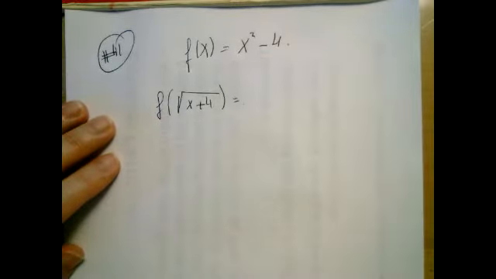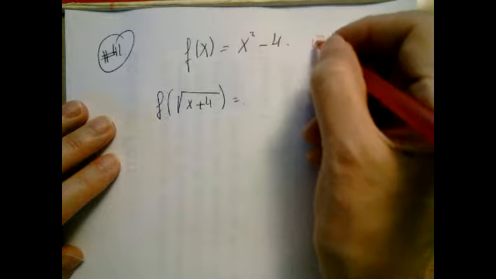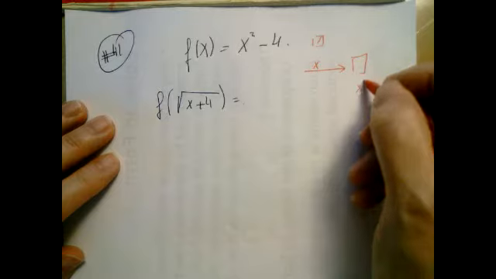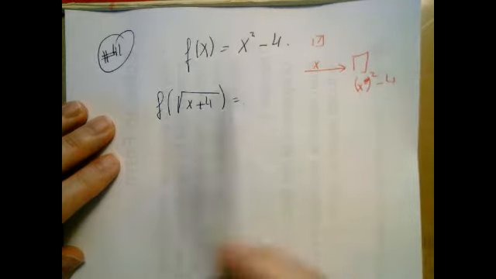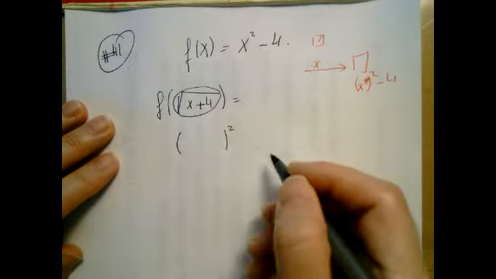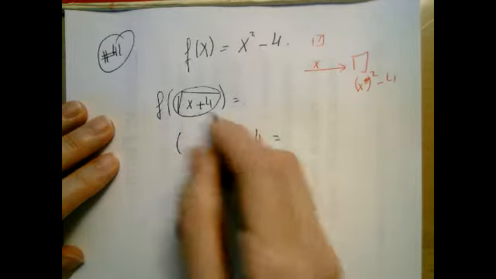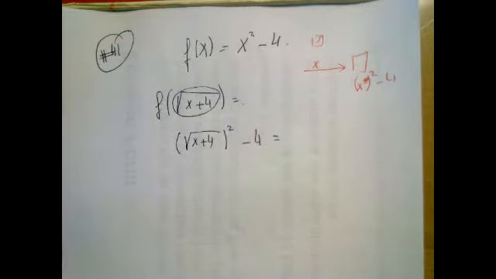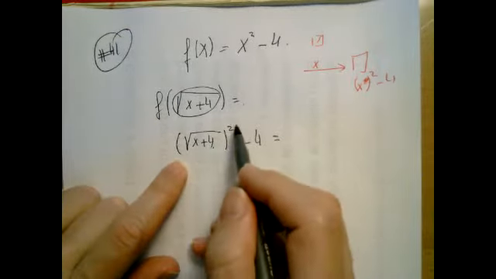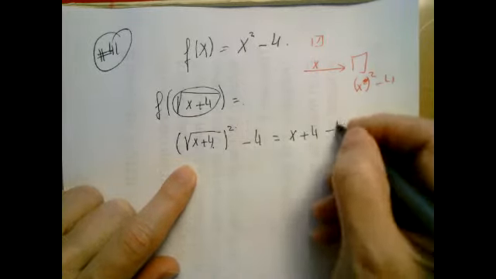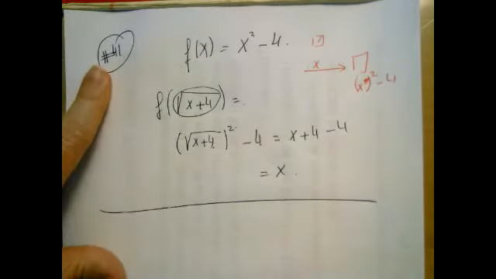So what does f do? It takes an input x and does something to it. Whatever you give it, it squares it and then takes 4 away from it. So you take what you input, you square it, minus 4. Now your input here is the square root of x plus 4. If you take the square root of something and you square it, by definition, that's the x plus 4. Minus 4, this is x.